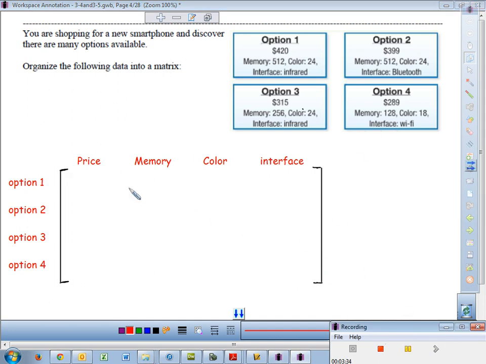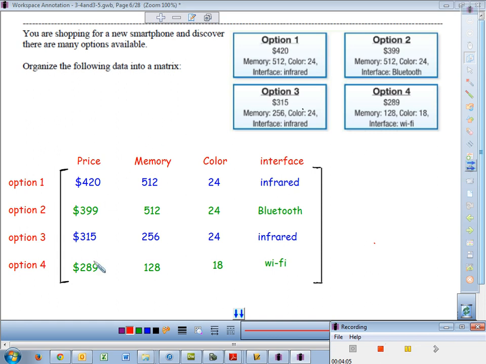Then once you've got this made, I'll help you with option 1. Option 1, there's all that information. According to option 1, the price was $420, so I'll put that right there. The memory was 512. The color was 24. And the interface was infrared. So we'll just do that, and you and Pal work on the others for this matrix. You can pause the video and get that finished also. So nice and neat and organized. Price, memory, color, interface. Cool. Next page.